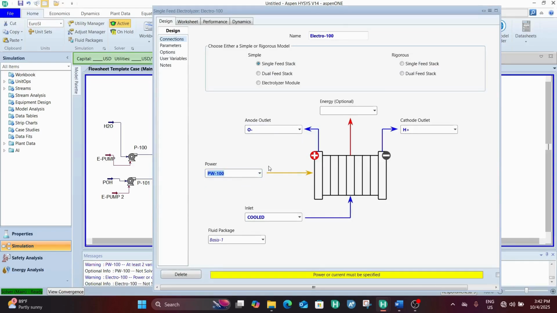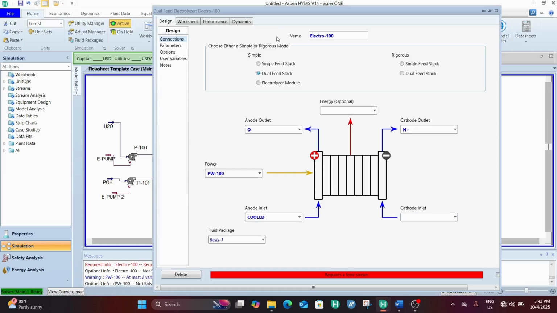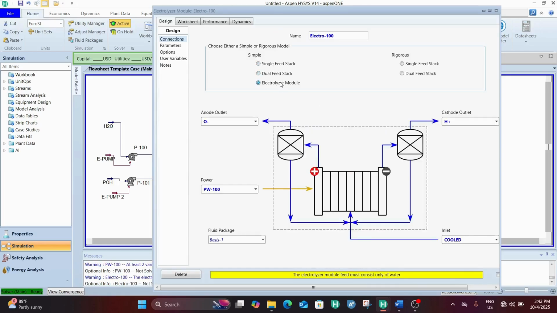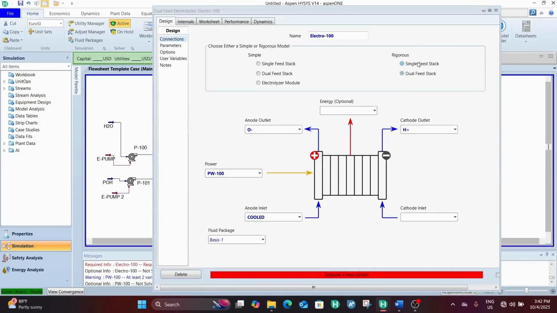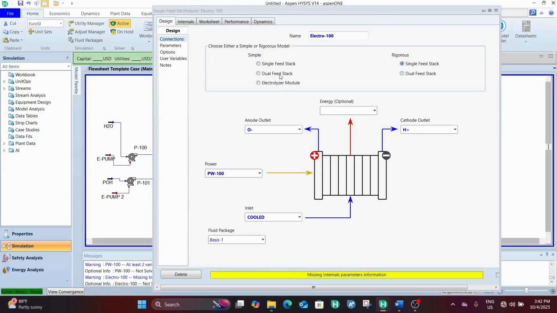So you require a power stream in our electrolyzer, and we have computed the power stream, but we also have to specify the energy stream, which is optional. Before we move on, we have some configurations for the electrolyzer. Single feed stack just means that we have one single inlet. If you're using double feed, we have two. We're using the single feed. The electrolyzer model is a bit complex, and we do not need that for now. Then rigorous is for when you want to handle more complex electrolyzer processes. We're keeping it simple and working with the simple single feed stack configuration.